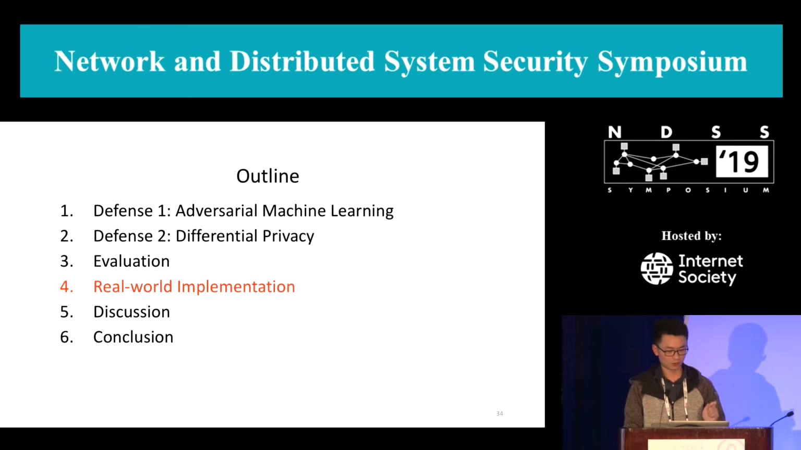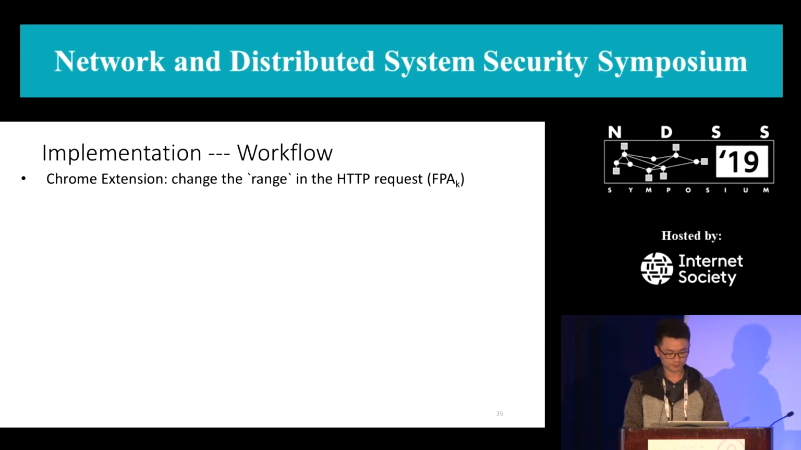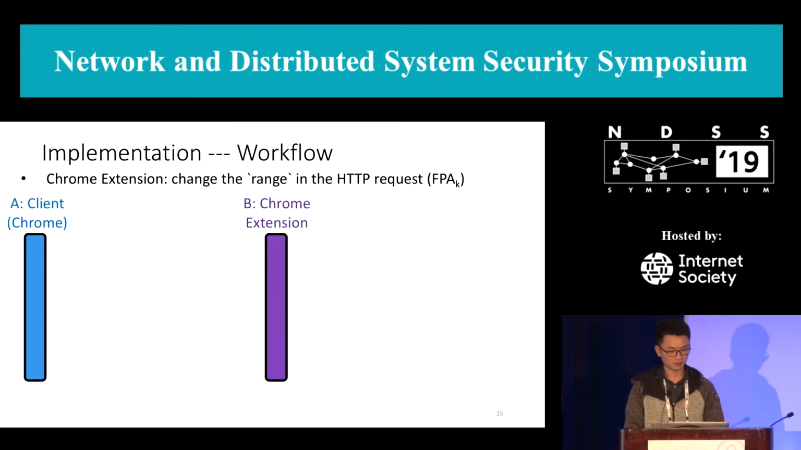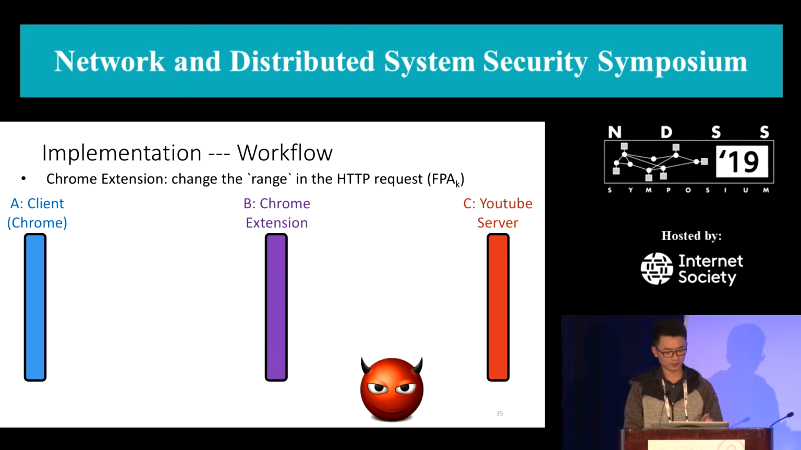Now let's look at our real-world implementation. So YouTube video streaming implements a variant of unpack-dash, which allows the client to specify a chunk of video to be downloaded by setting a range parameter. So to enforce the privacy guarantee, we use a Chrome extension to customize the range parameter. So we have three different parties: client, extension, and the server. The attacker is observing the traffic between the extension and the server.